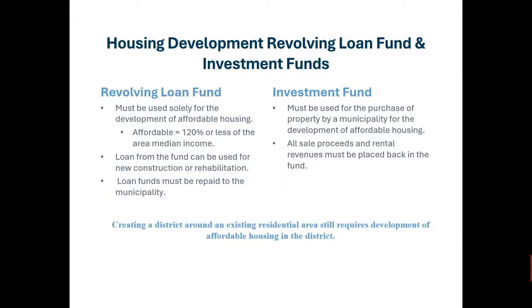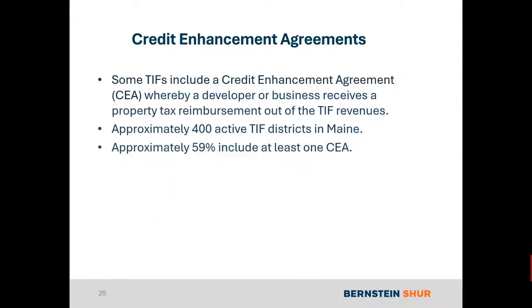Another project cost that I see a lot of municipalities interested in these days, particularly, are housing development revolving loan funds and investment funds. These are revolving loan funds, obviously, on the affordable housing side, so you can use them for future projects for other people outside the credit enhancement idea. And then investment funds for the city to invest its own funds and to purchase property for these purposes. I've mentioned credit enhancement agreements already.